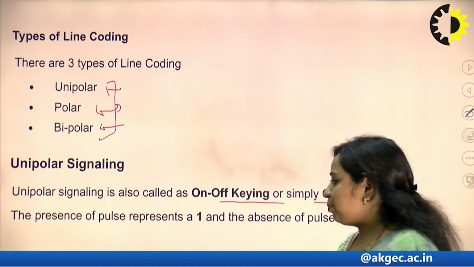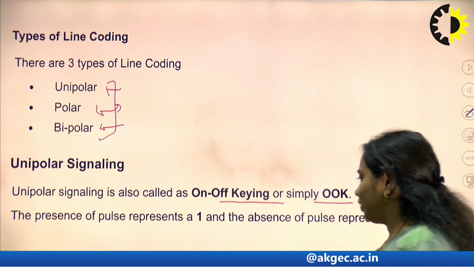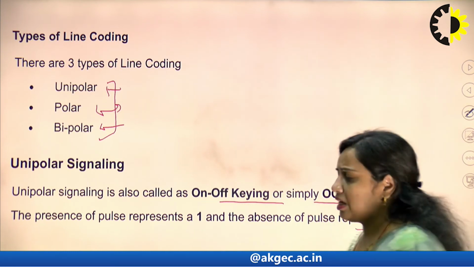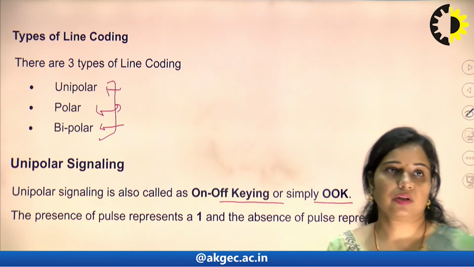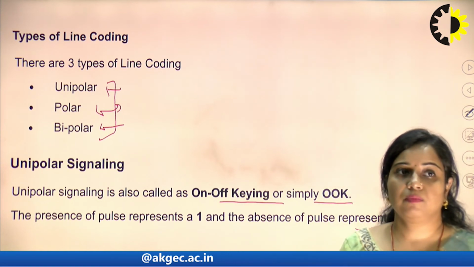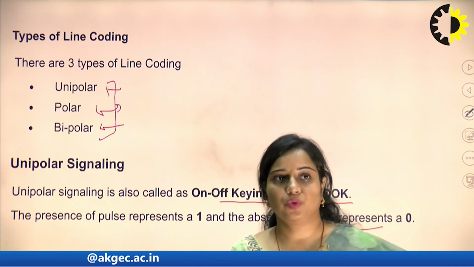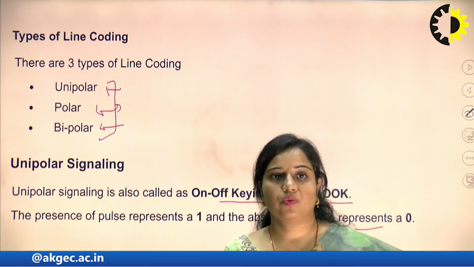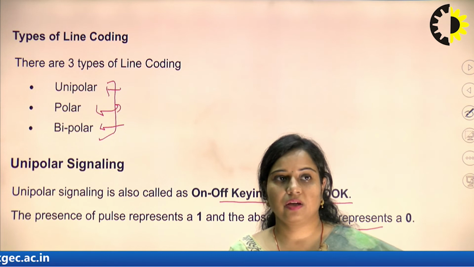The presence of pulse represents bit 1 and the absence of pulse represents 0. So, that is a very simple kind of line coding. First we will see what is unipolar, polar and bipolar. In case of unipolar, we have to consider only one amplitude level, either plus A or minus A.